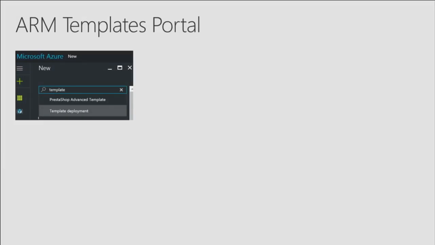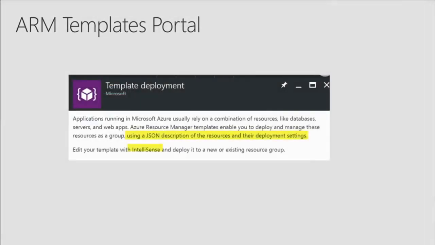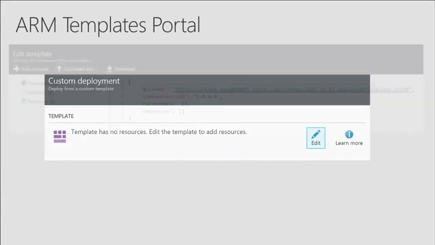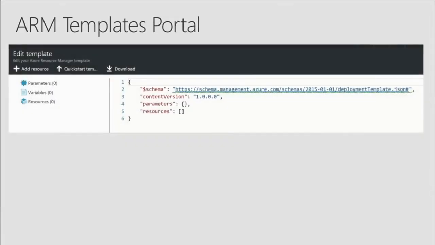Done that. So here's the template. If you go into your portal, click Browse or More, whichever it says today, type template, you'll get template deployment. It'll give you a bit of an explanation. It'll say it's got no resources, so you edit it. And it will give you a blank JSON template with the first sections: schema, content version, parameters, and resources.